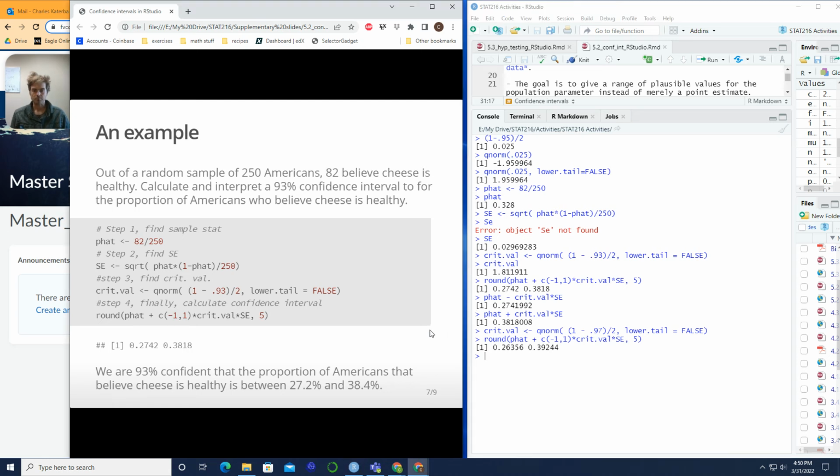Great. What's next? This little outline should be pretty helpful in working on your homework. So what do you do? Again, you find your sample statistic, you calculate your standard error, you find your critical value, and then you can use those, chunk them all in together, and find your confidence interval.